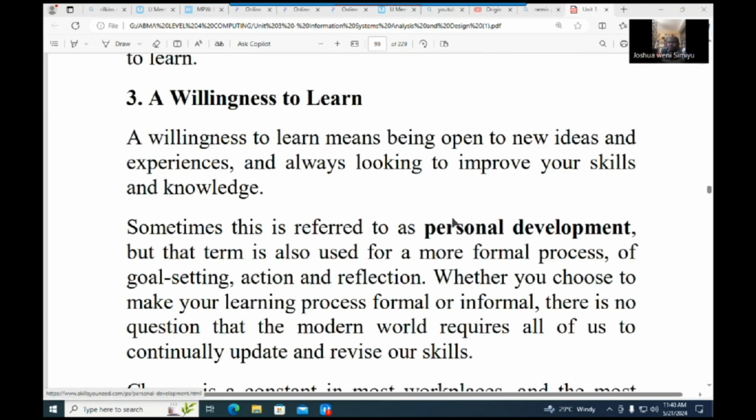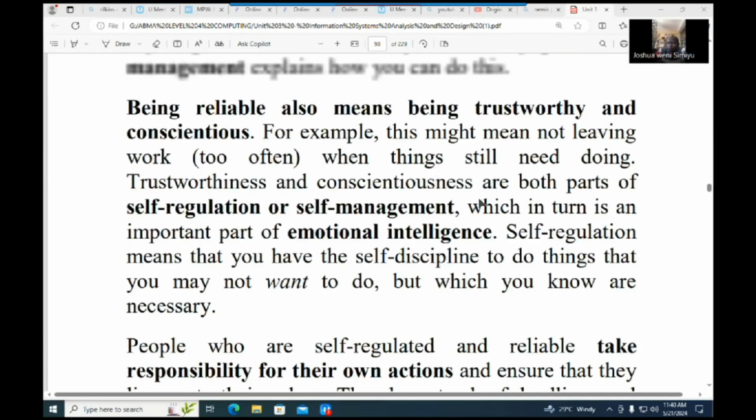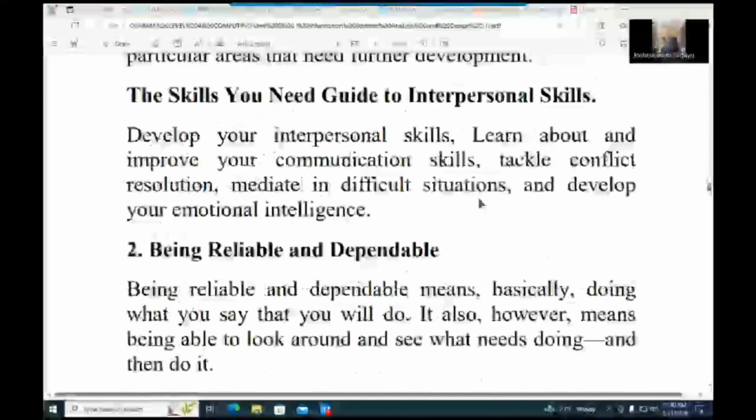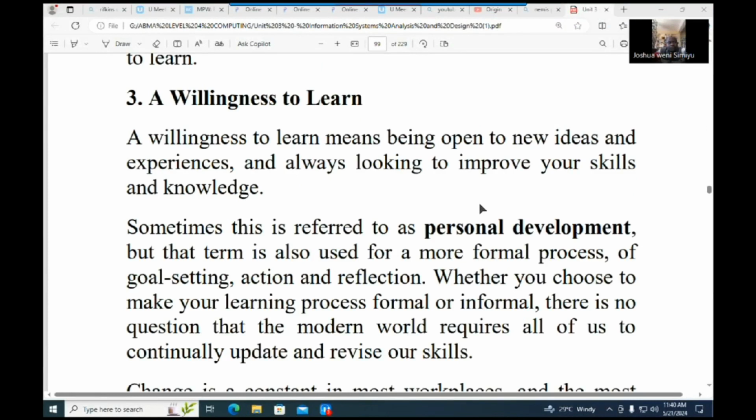You're not reliable. The third one is the willingness to learn. We said 3 areas require the skills. The first one is getting along well with people, and the second was the one that we have actually discussed here, and that was being reliable and dependable. And the third area, which is the last area, is you having the willingness to learn. So having the willingness to learn simply means you being open to some new ideas. We have people that are going to suggest new ideas to you. We have people that are going to suggest new experiences to you. So the question is, are you open to that?